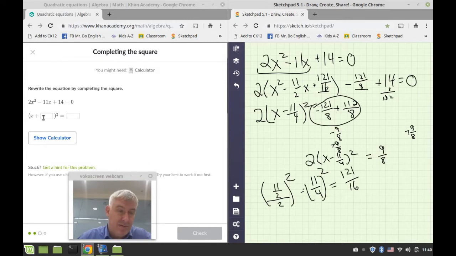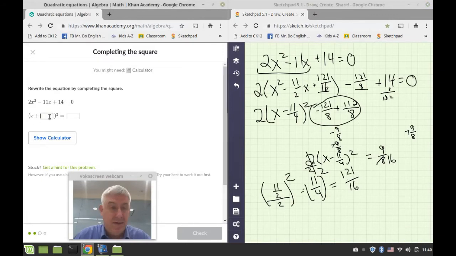So now it's time to enter this, and it has an error here somewhere. Oh, I'm gonna divide by 2. There we go. All right, so I'm gonna divide both sides by 2, and we're gonna get 16ths here. So there we go. Negative 11 fourths, 9 16ths.